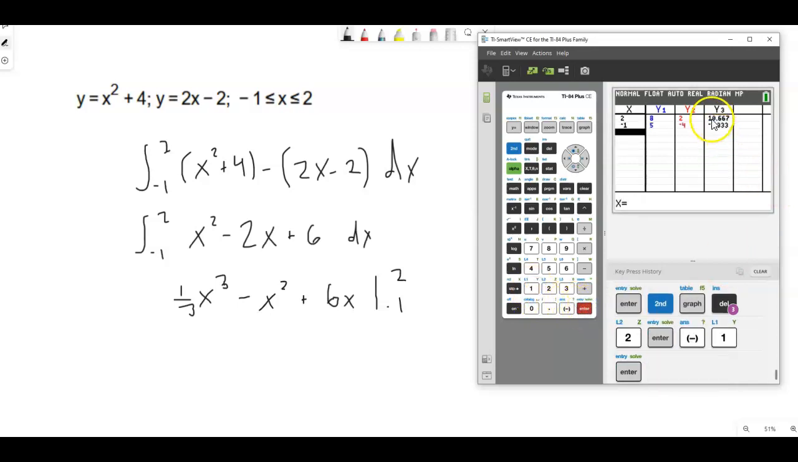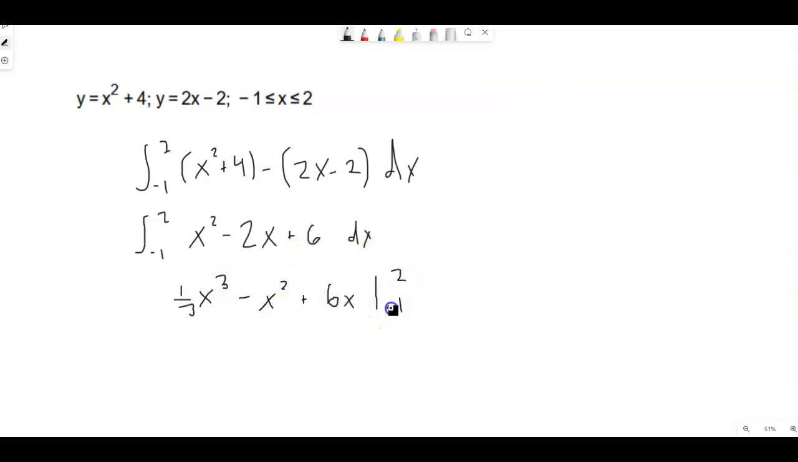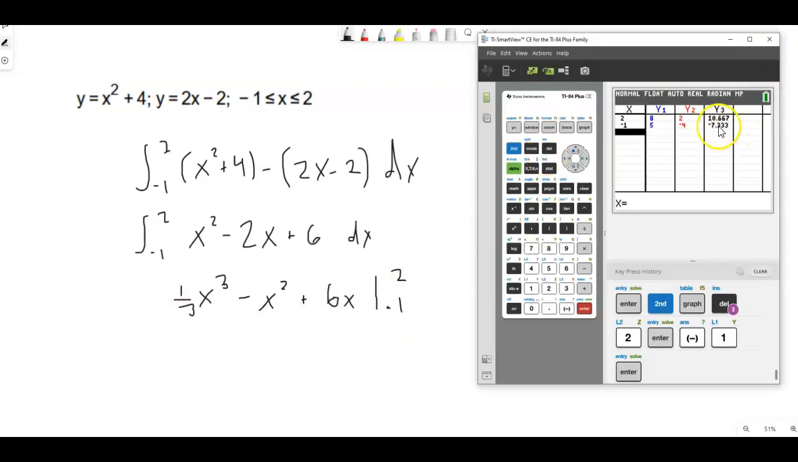This is going to end up being 10 2/3 minus a -7 1/3, and that will give me my final answer using the fundamental theorem of calculus. Remember, we evaluate this at 2, the upper limit, and then we do a subtraction, and then we evaluate it at -1.